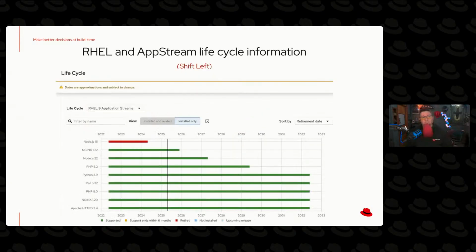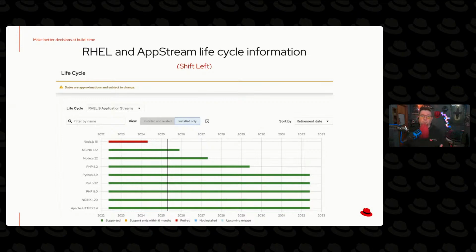So this is the RHEL AppStream lifecycle information, which is coming with 10 to the Insights Hybrid Cloud Console. If you're not familiar with AppStreams, they let you install different versions of different packages, right? But what you might not know is that not all of those packages have the same support lifecycle. This is meant to help you visualize that, so that when you're installing a system, or even when you're just looking at your fleet of systems, you can see what you have installed and what's still in support, and maybe what has a long roadmap, a long lifecycle left on it, and what does not, right?